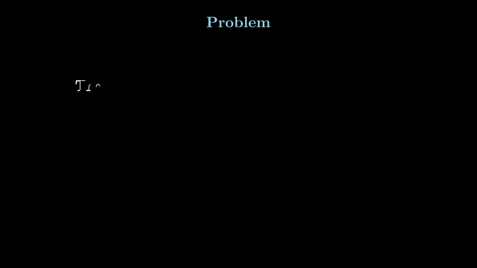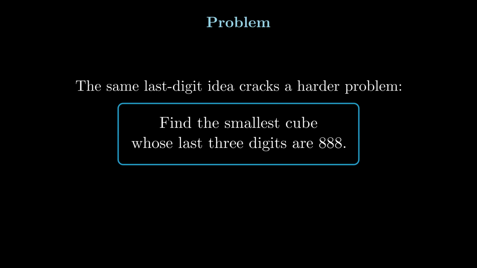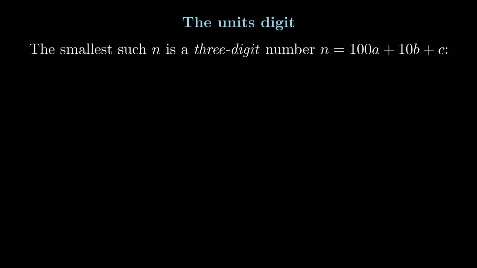Now for the sequel. The same last digit idea solves a much harder problem. Find the smallest perfect cube whose last 3 digits are 888. This problem is from the 1988 AIME. The smallest such n turns out to be a 3-digit number, which we'll write as 100a plus 10b plus c.